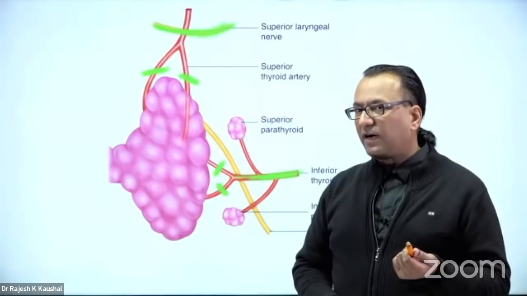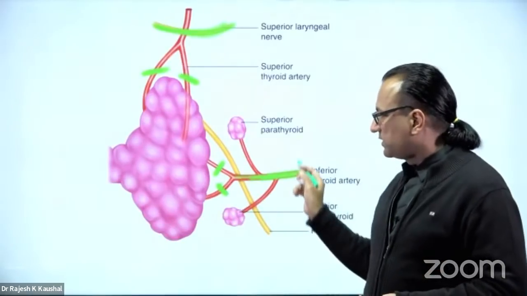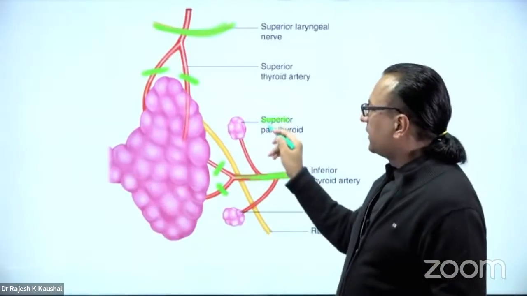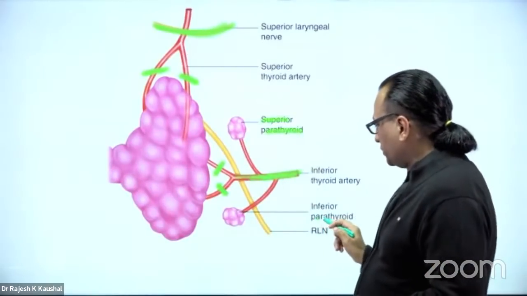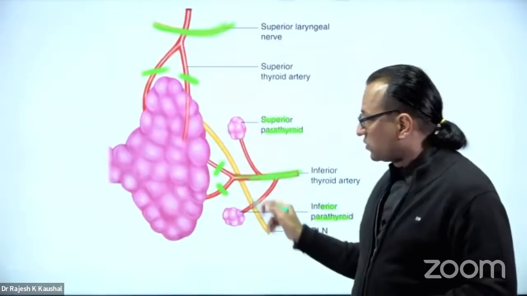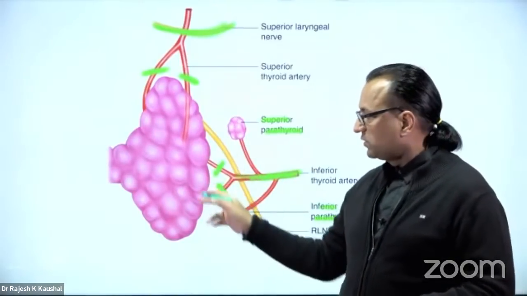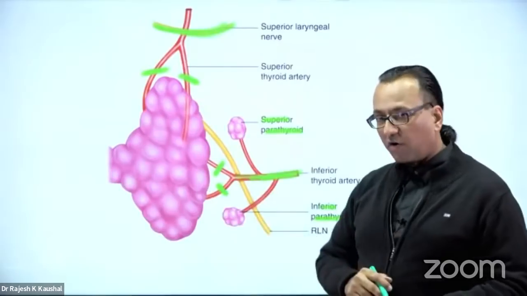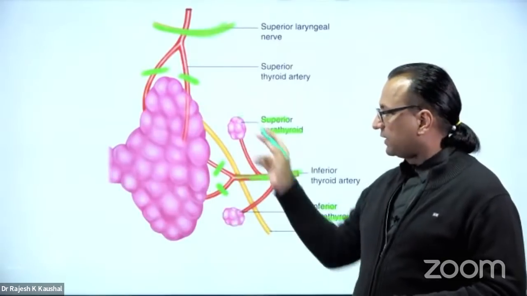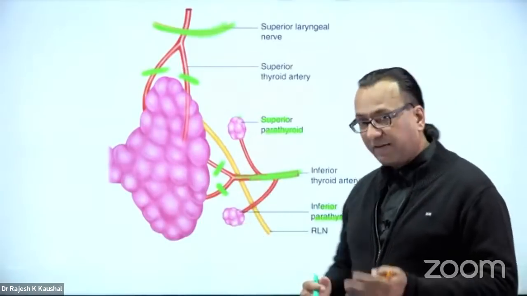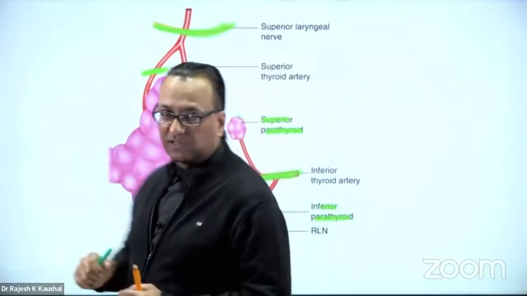If you ligate it earlier, just to prevent injury to the recurrent laryngeal nerve, you might be putting the parathyroid gland at risk of ischemia. So the arteries must be ligated as close as possible to the gland, whether superior or inferior, to prevent parathyroid gland ischemia. Anyway, let us move on to the next question.